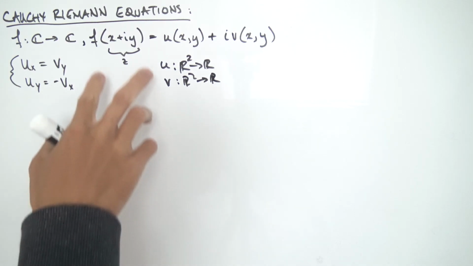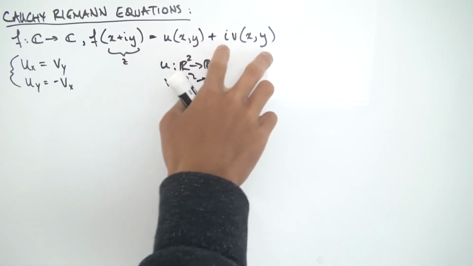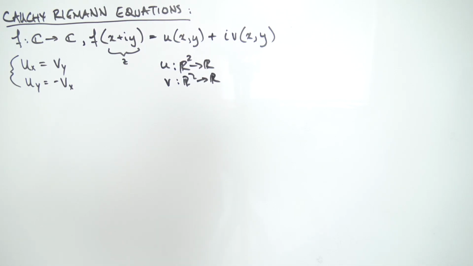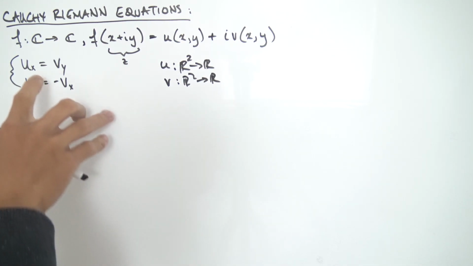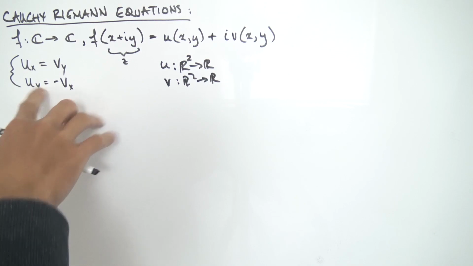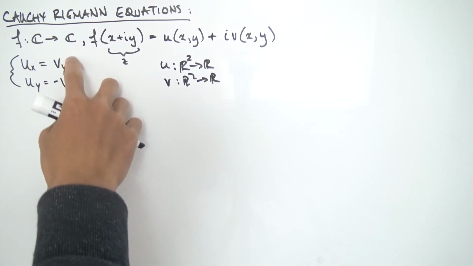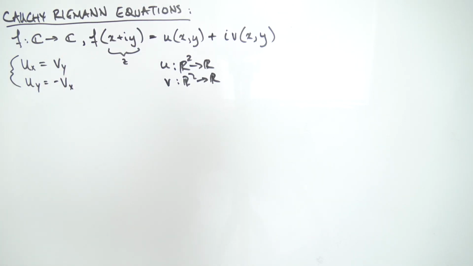So if we can decompose f into u and v, the real and imaginary parts, we can take a look at their partial derivatives in terms of the real and imaginary parts of z. And that's how we can come up with the Cauchy-Riemann equations. And now we're going to take a look at how we can derive these equations. So remember I said that the Cauchy-Riemann equations tell us whether functions are differentiable at certain points. So let's take a look at differentiability.